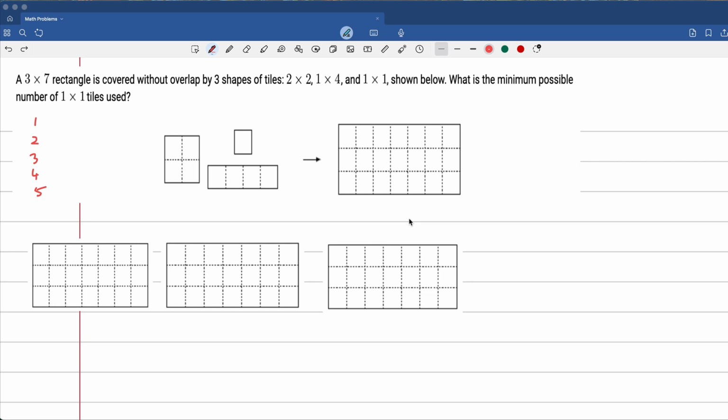We have a rectangular area of size 3 by 7, 7 in length, 3 in breadth. And there are three types of tiles: a 2 by 2 square, a 1 by 4 rectangle, or a 1 by 1 square. What is the minimum possible number of 1 by 1 tiles used so that the entire 3 by 7 rectangle is completely covered?